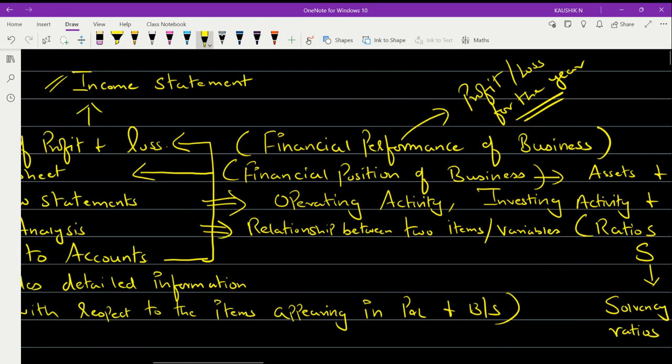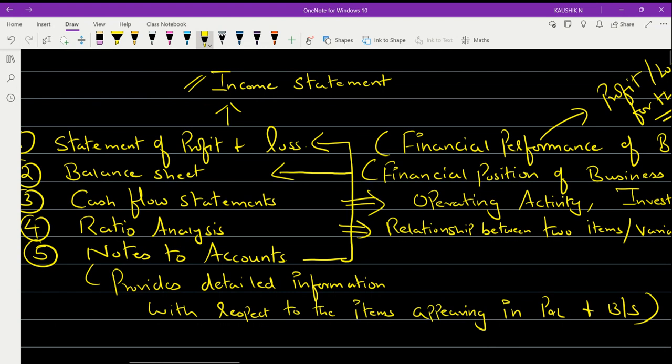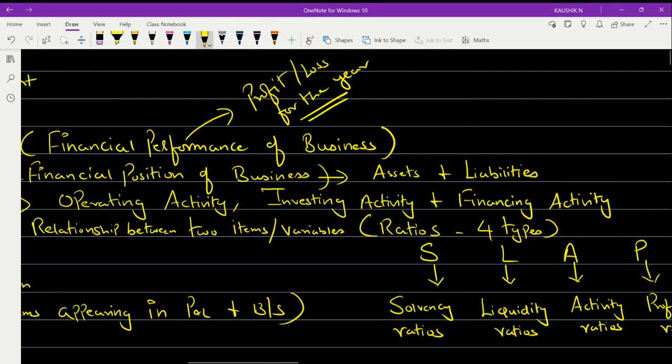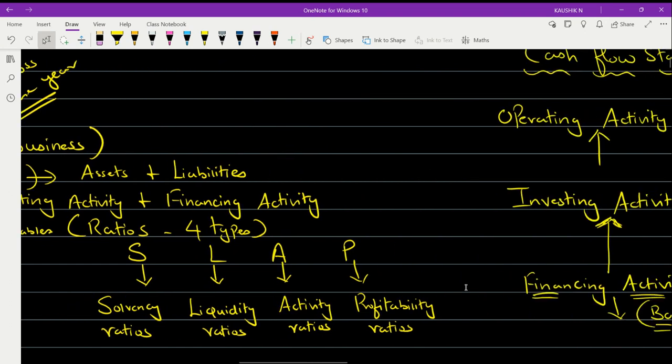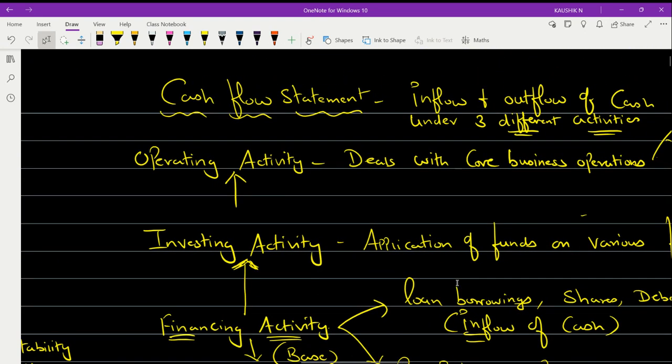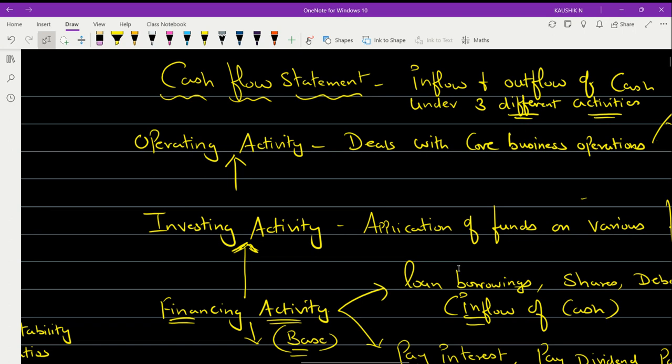And then the third one is called the cash flow statement. The cash flow statement is a statement which gives us the inflow and outflow of cash under three important activities. Usually the activities are classified into operating activity, investing activity, and financing activity. Basically, the financing activity is the base foundation for the other two activities.